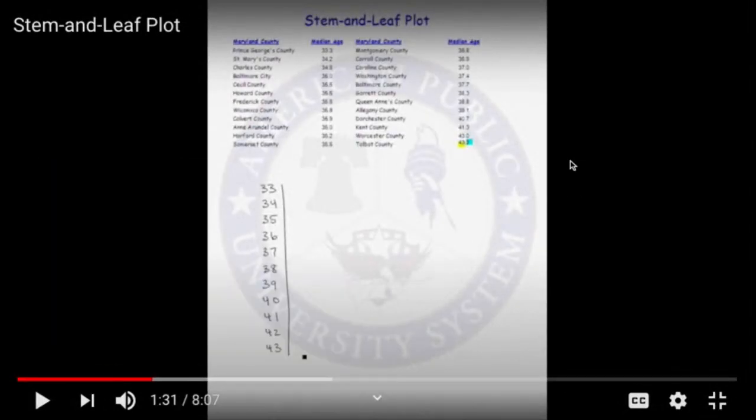Okay, so just so everybody understands how she got the stem, she's taking the rounded median age. So the lowest one is 33 and the highest one is 43. Okay, that's the stem. The leaves are going to be the decimals. All right.